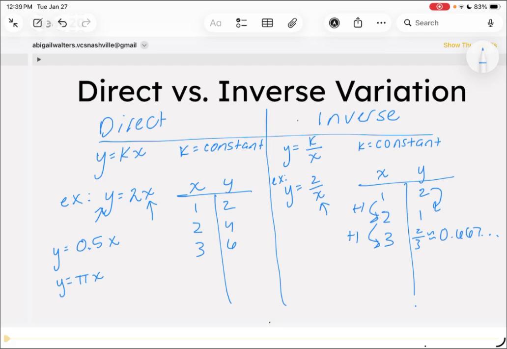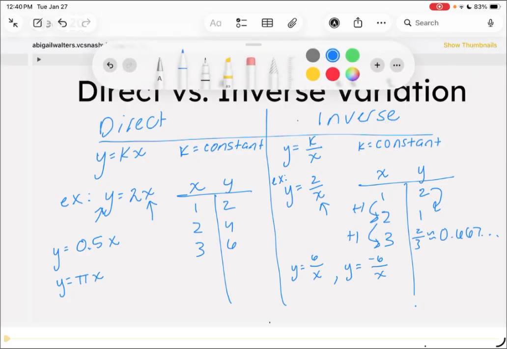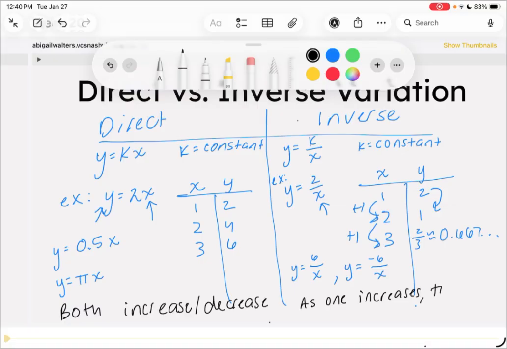Okay, so another example of an inverse relationship would be 6 divided by x. Anything where you have a constant divided by your input, it could be negative 6 divided by x. We still have that relationship. So I would say if you wanted to write down a phrase to help you remember this, for a direct variation, you would say both increase or decrease. And then inverse would be the opposite of that. So as one increases, the other decreases, or vice versa.